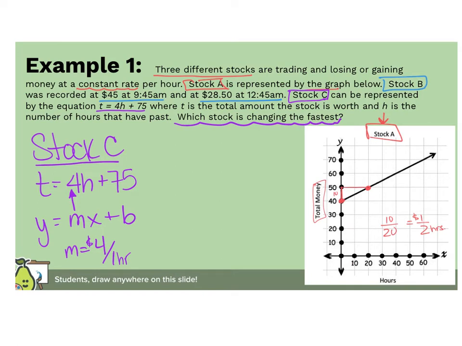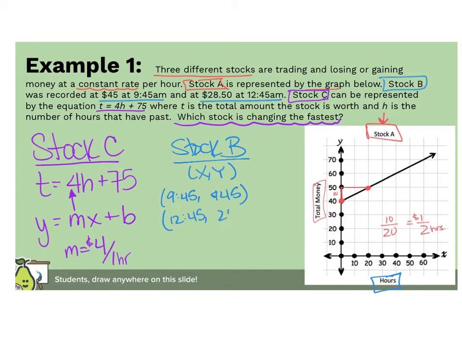They gave us 2 ordered pairs. What are they? So we have $45 and we have a time, which is 9:45. So which one is the x and which one is the y? This is for stock B, because ordered pairs are x comma y, and the x values should be the hours. So we actually need to switch these around, okay? They didn't give us the x first, so always pay attention to that. So this is going to be 9:45 and $45. And then the other one is going to be 12:45 and $28.50.